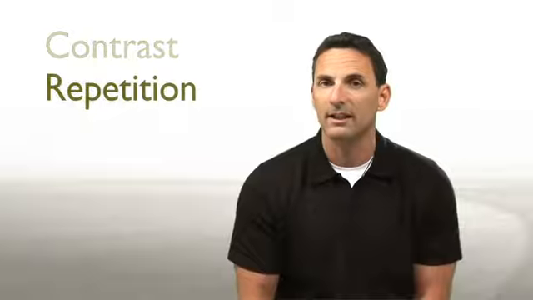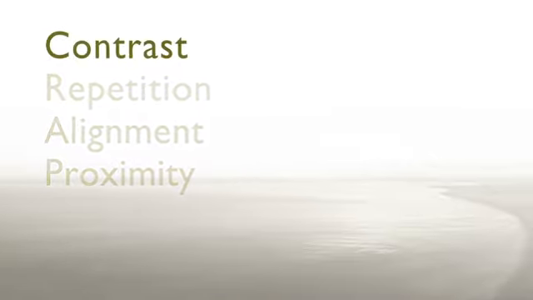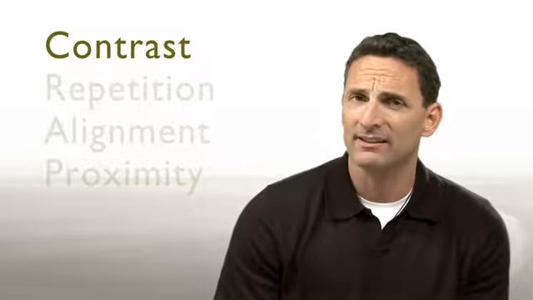So I said there were 7 design concepts, and we've looked at the first 3, and now let's look at the last 4. And these 4 I've actually grouped together in what I call the big 4, and they are contrast, repetition, alignment, and proximity. Okay, let's begin with contrast. Now, I think contrast is actually the most important of the 4, and you can achieve contrast in many different ways. For example, black and white, color, size, and shape.